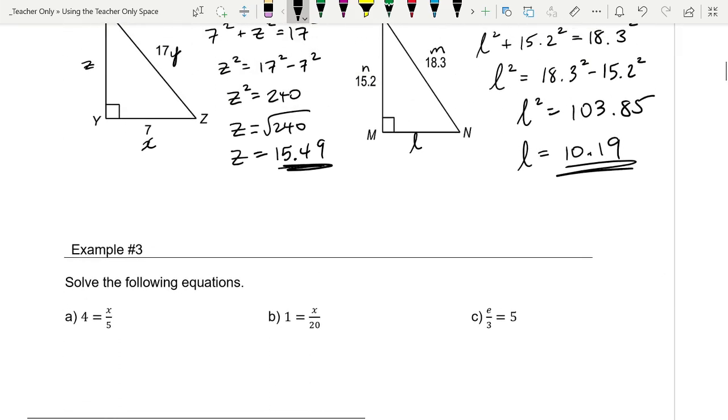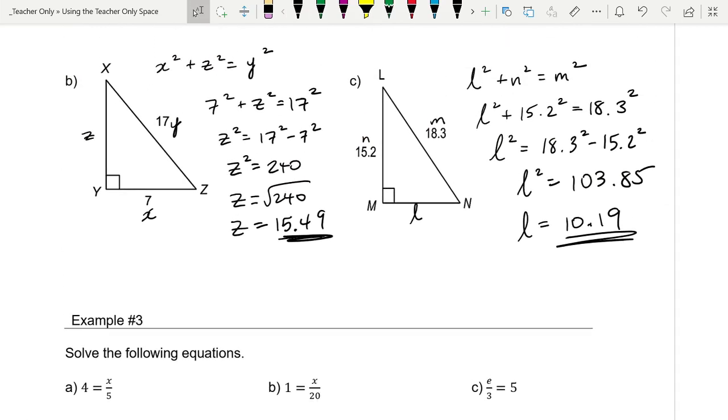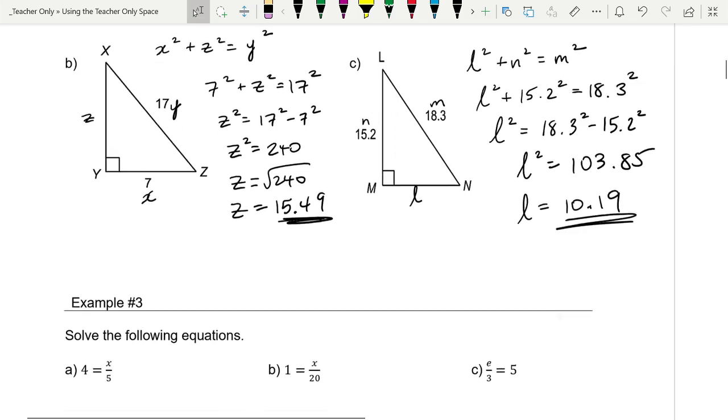What's that, sorry? Did I punch buttons wrong? Let's see. 18.3 squared minus 15.2 squared equals, square rooted. No, I stand by that. 10.19. The thing after the 9 is a 0. Did I copy it wrong? 18.3 and 15.2. No, you've punched buttons wrong. Don't worry about it. Squared minus 15.2 squared equals. Okay, I've got to move along.